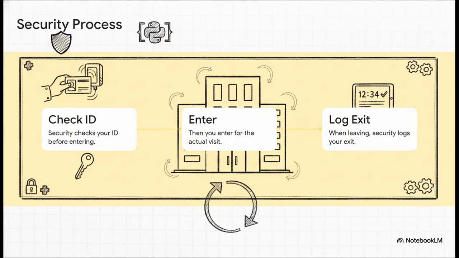Right, so that whole security process is basically wrapping your visit. Your visit is the original function, and the security check is the wrapper. It's seamlessly adding behavior before and after the main event.